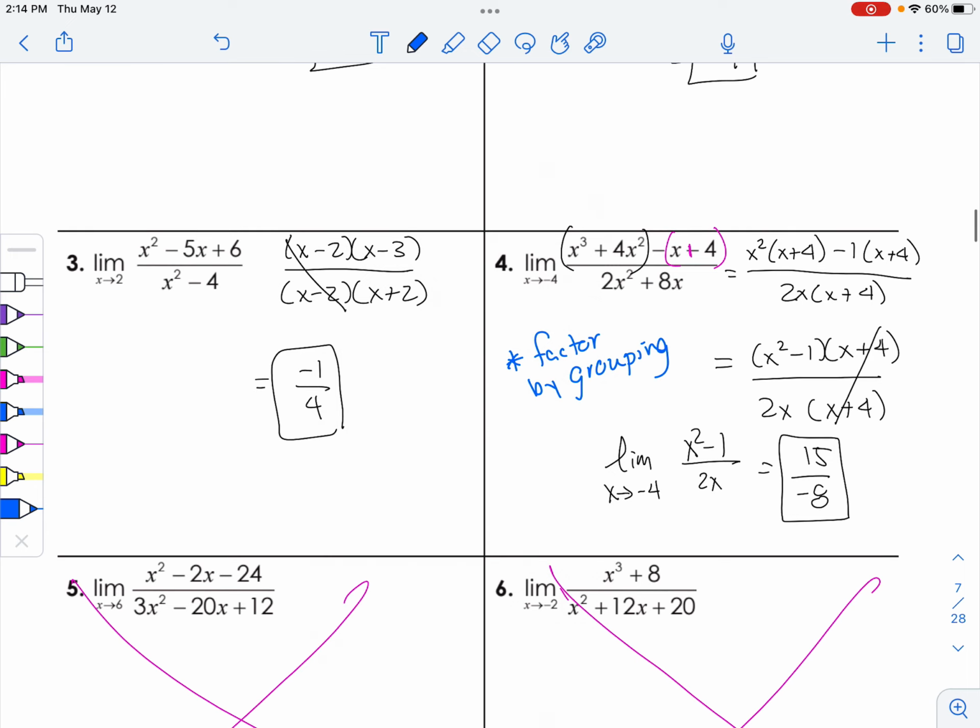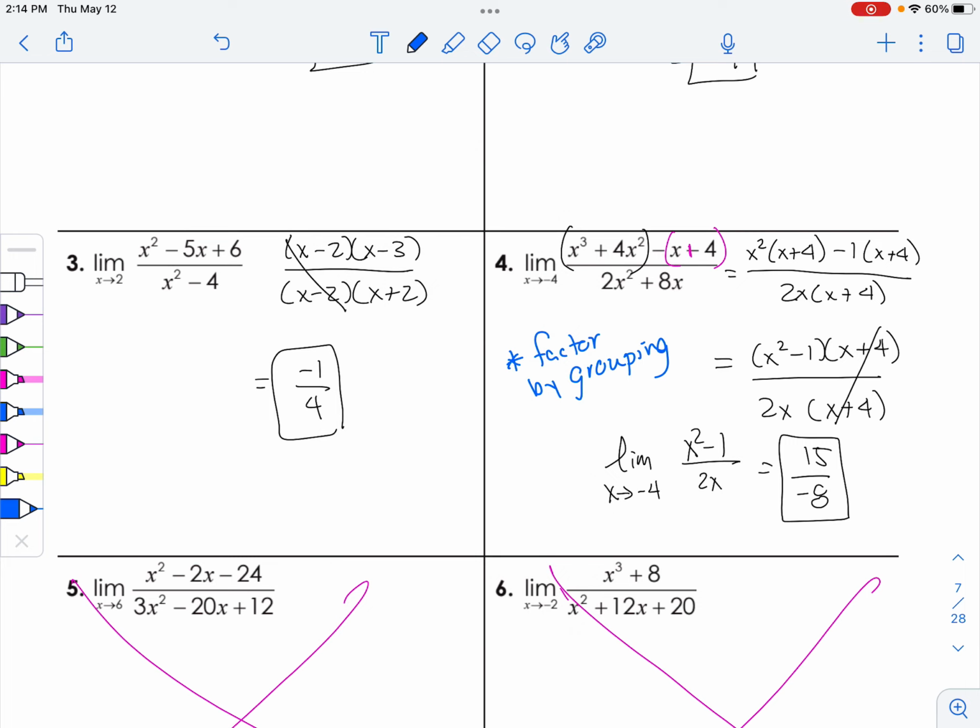Number 4, you did have to do factor by grouping. I know I did not do one of these in our notes. If you got this, give yourself a high five. You do not have to know how to factor by grouping on the final. But in this case, I did group.